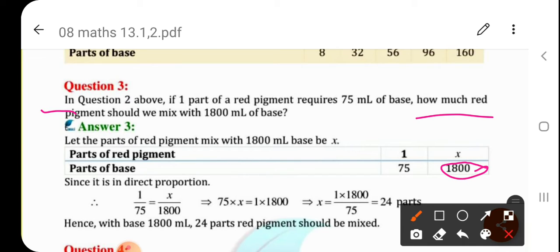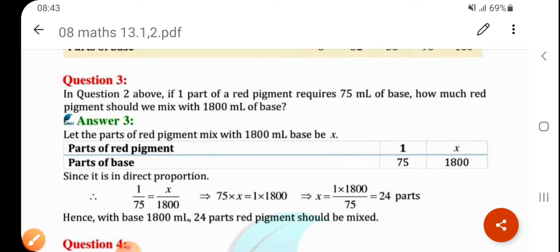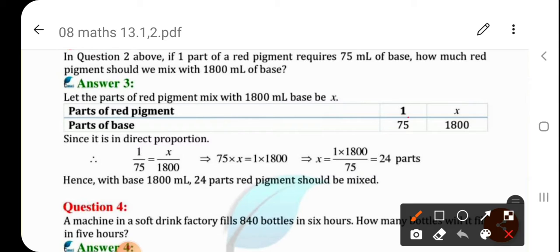When the base is 1800, then at the same time, what is the red pigment? As the base increases, definitely the red pigment will increase. So it is in direct proportion. So here you can write 1 upon 75, x upon 1800. Now you can do cross multiplication: 1 into 1800 and 75 into x. So x is equal to 1800 by 75. So it's 24 parts. So when there is a base of 1800 ml, then 24 parts of red pigment should be mixed.